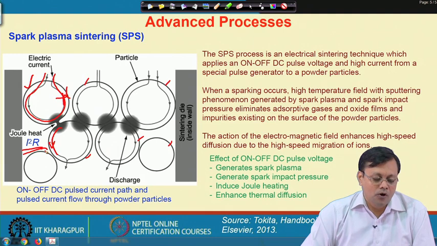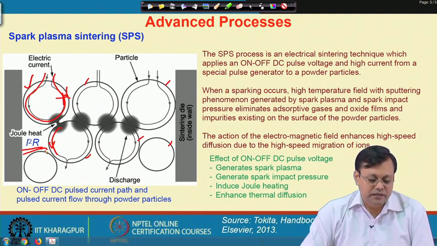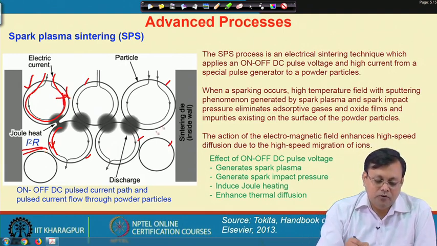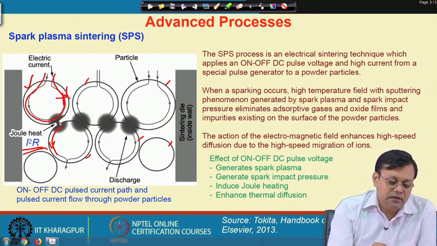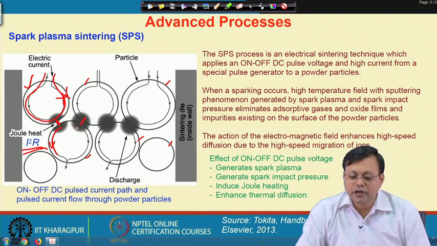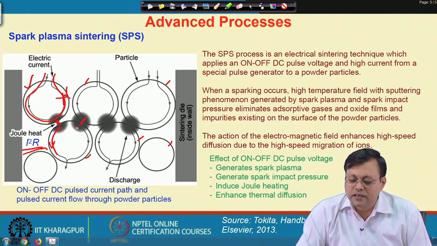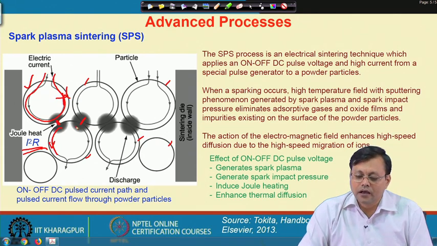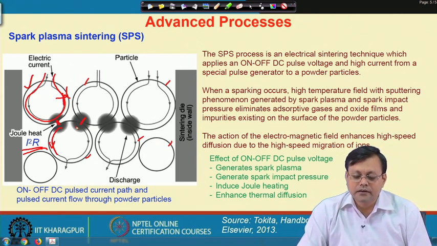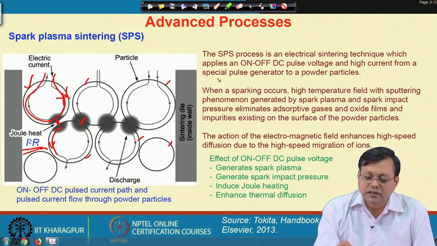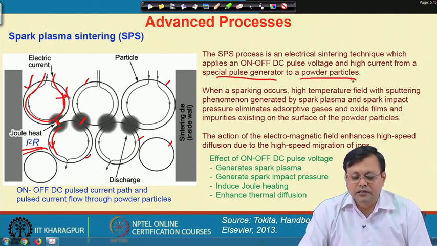If we switch the DC pulse current path on and off, then the current will flow in the powder particles themselves and they will assist in the formation of such a neck due to the localized Joule heating. So, the SPS process is an electrical sintering technique which applies on and off DC pulse voltage and higher current from a special pulse generator to the powder particles.